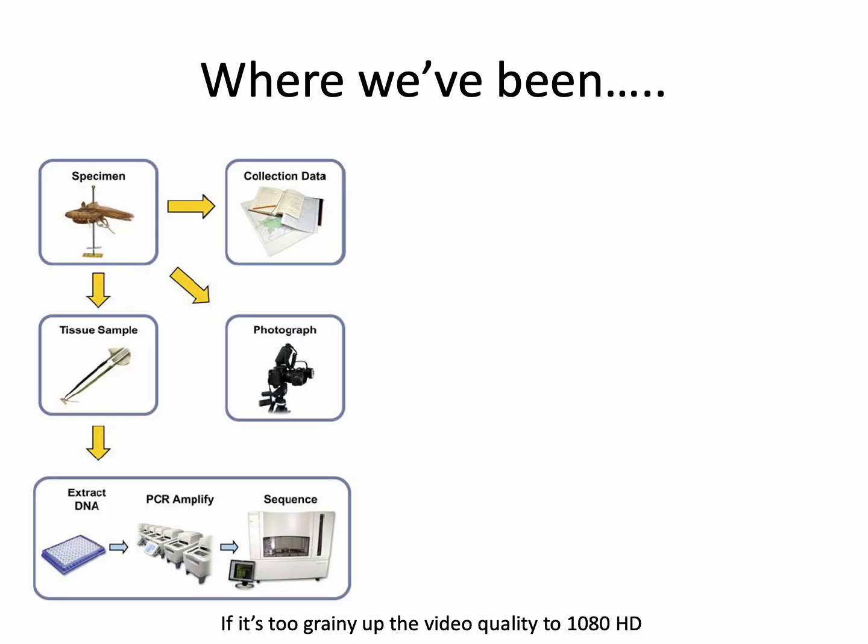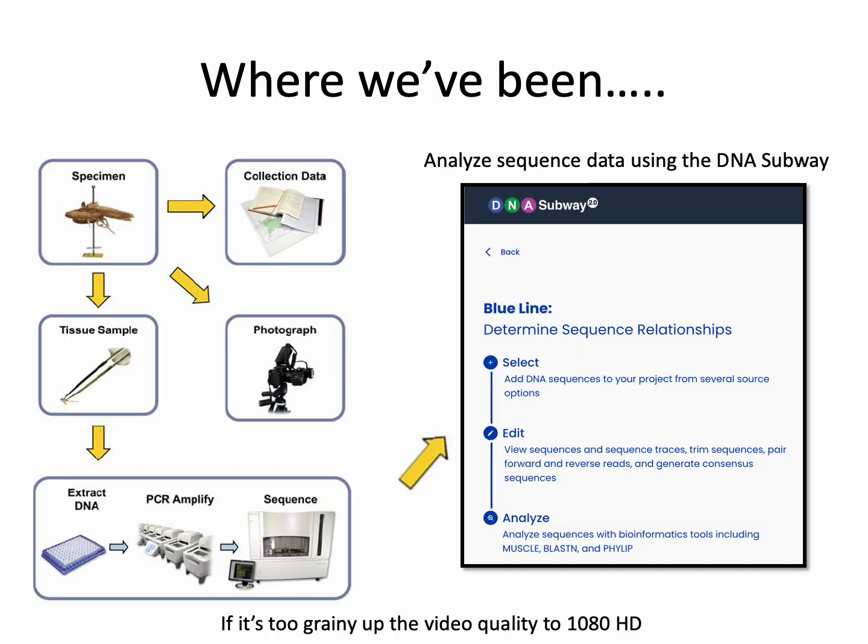Just as a quick recap of where we've been, at this point you've collected your specimen. You've extracted DNA from the tissue from that specimen. You've collected metadata and photographs. You've PCR amplified the data, sent it off for sequencing, and now that you have those sequences, we can begin to analyze your sequence data using the Blue Line of DNA Subway.